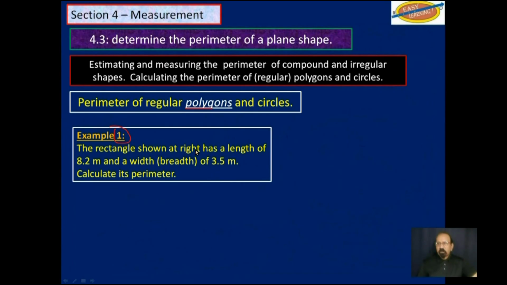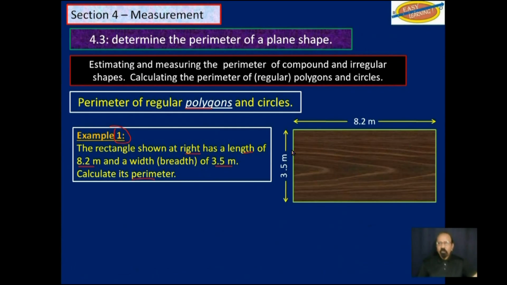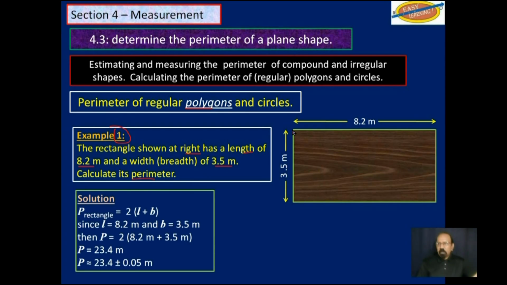The rectangle shown at right has a length of 8.2 meters and a width or breadth of 3.5 meters. Calculate its perimeter. So this is the rectangle. We can see 2 sides. We know that in a rectangle, opposite sides are equal and parallel to each other. So how do we find the distance around this? Well, the perimeter of a rectangle is equal to length plus breadth, multiplied by 2. So this is the length, this is the breadth. We will add those two and then multiply by 2, and we get 23.4 meters.